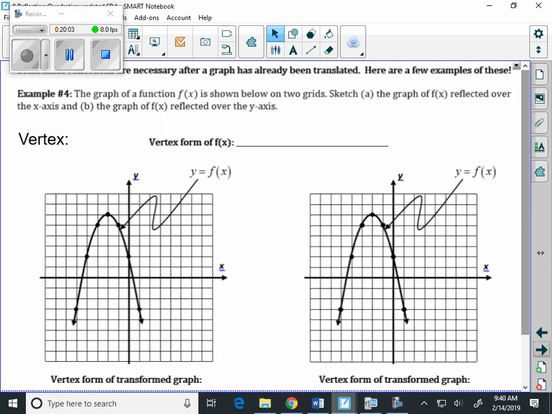But as we finish here, it says the, oh, I can't see it there. Let me move this.